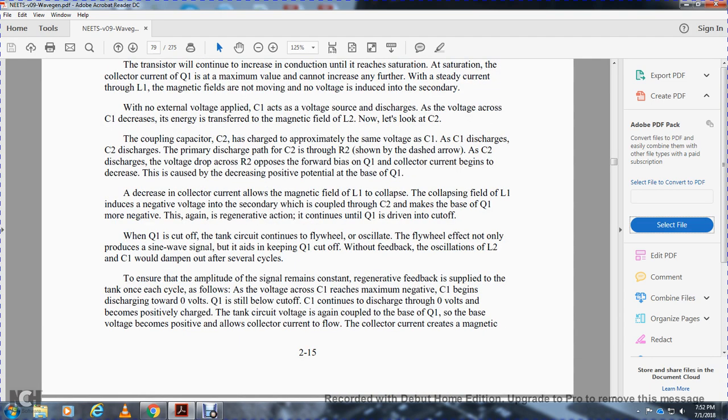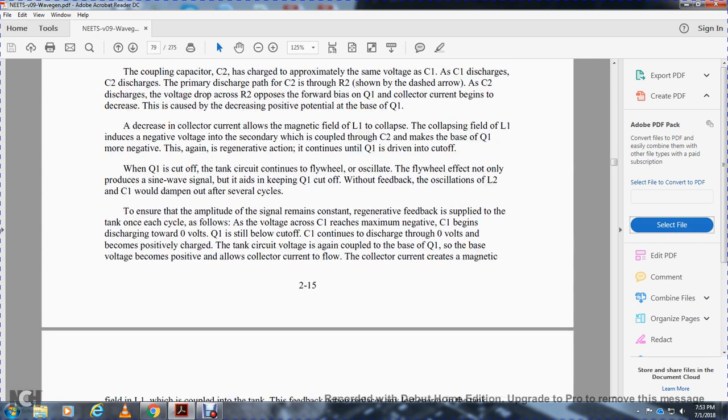The decrease of the collector current allows the magnetic field of inductor 1 to collapse. The collapsing field induces a negative voltage in the secondary winding, and through capacitor 2 the base of transistor 1 becomes more negative. The regenerative action continues until transistor 1 is driven into cutoff. When transistor 1 is cut off, the tank circuit continues with the flywheel oscillation. The flywheel effect not only produces the sine wave signal but also keeps transistor 1 cut off. Without feedback, the oscillation of inductor 2 and capacitor 1 would dampen out after several cycles.